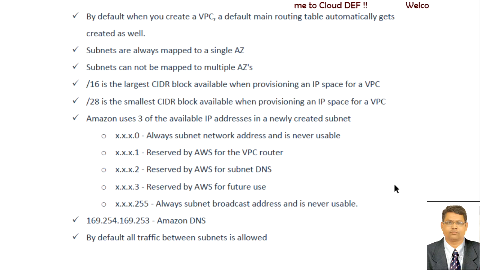X.X.X.0, always subnet network address and is never usable. X.X.X.1, reserved by AWS for the VPC router. X.X.X.2, reserved by AWS for subnet DNS. X.X.X.3, reserved by AWS for future use. X.X.X.255, always subnet broadcast address and is never usable. 169.254.169.253, Amazon DNS. By default, all traffic between subnets is allowed.